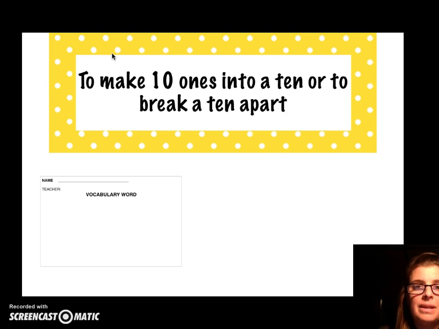All right. The vocabulary definition for this week is to make 10 ones into a 10 or to break a 10 apart. Remember, I'm giving you the definition. I'm looking for the vocabulary word that describes this definition. So when you make 10 ones into a 10 or break a 10 apart, what is that called? It has a special name.